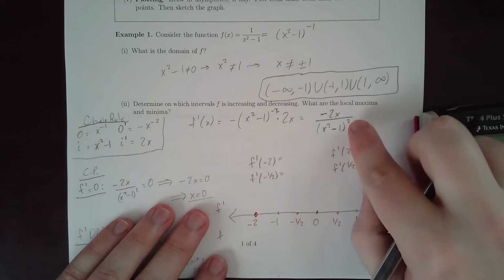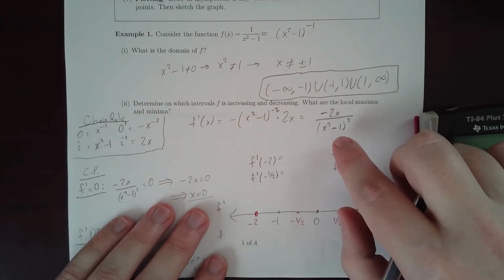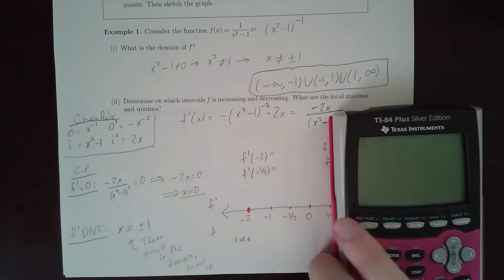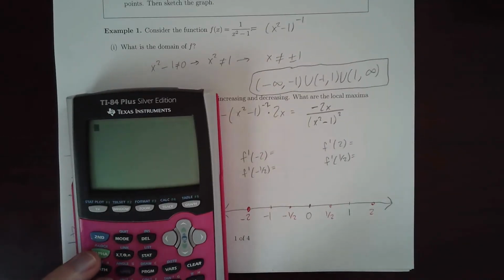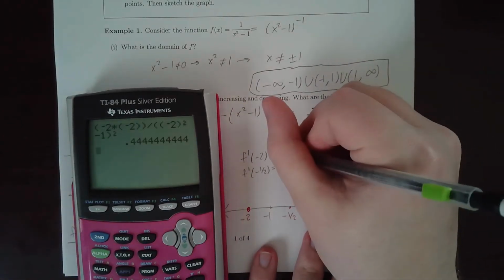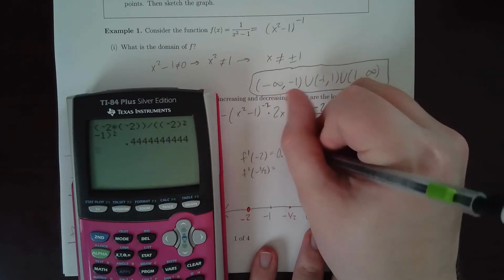So again, our derivative is negative 2x divided by x squared minus 1 squared. Apparently my batteries are low and my calculator recommends a change of them. If we want to plug this in, we'll get in the numerator negative 2 times our x, negative 2, divided by negative 2 squared minus 1 squared. And if we did all of that correctly, we should get 0.4 repeating. But fortunately, the big thing we need to worry about is that that's positive.